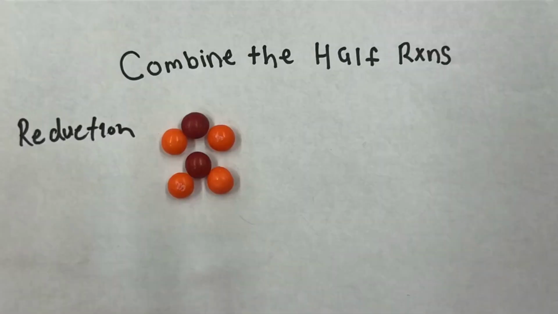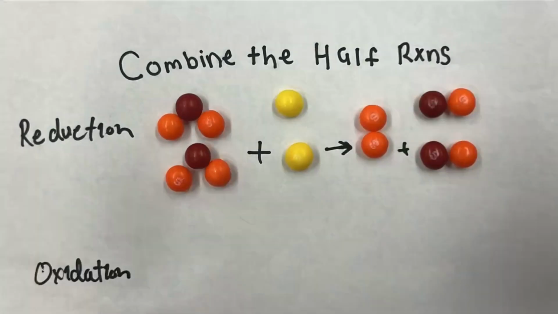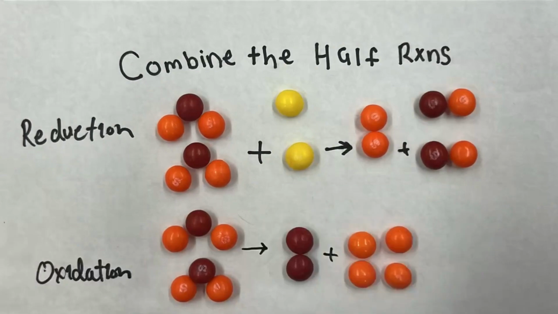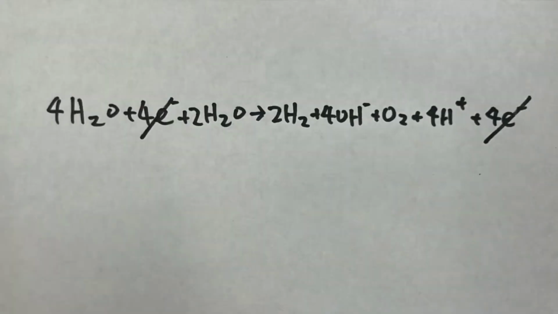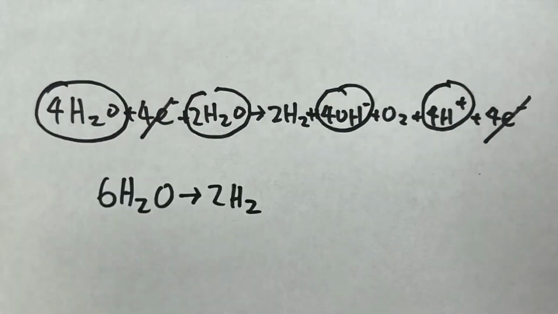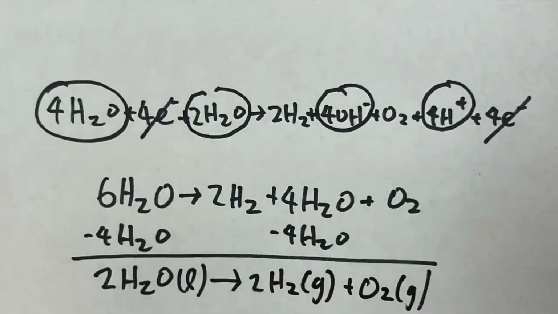Now, let's combine the half reactions to get our full equation. We have to multiply the reduction equation by 2 in order to get 4 electrons on both sides. By canceling out the electrons and combining the elements together, we can simplify our equation. This type of reaction is a decomposition reaction.